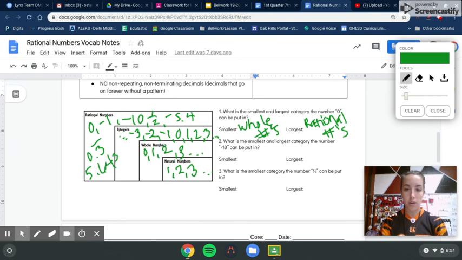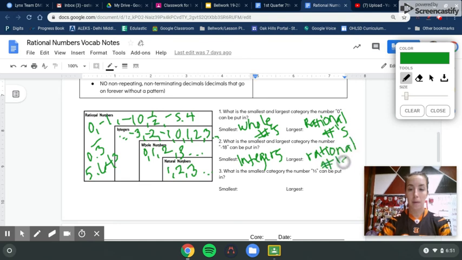Okay, what is the smallest and largest category the number -18 can fit into? Well, negative numbers didn't start until integers. So the smallest category would be integers. And then the largest category is rational numbers, because negative numbers are inside rational numbers. And then what is the smallest category 1/3 can be put into? Well, the only category that includes fractions is rational numbers. So the smallest and the largest are rational numbers.